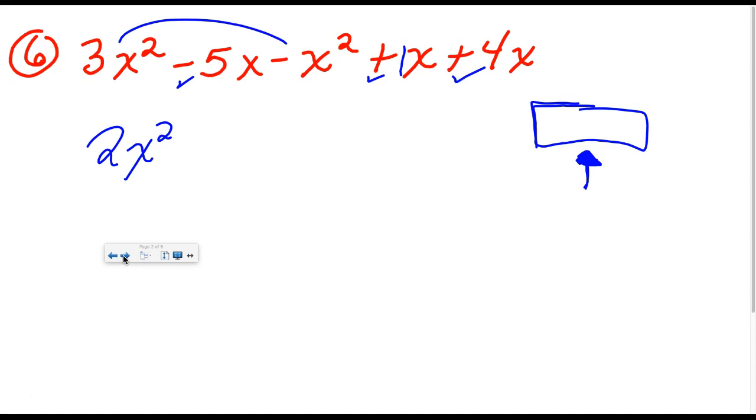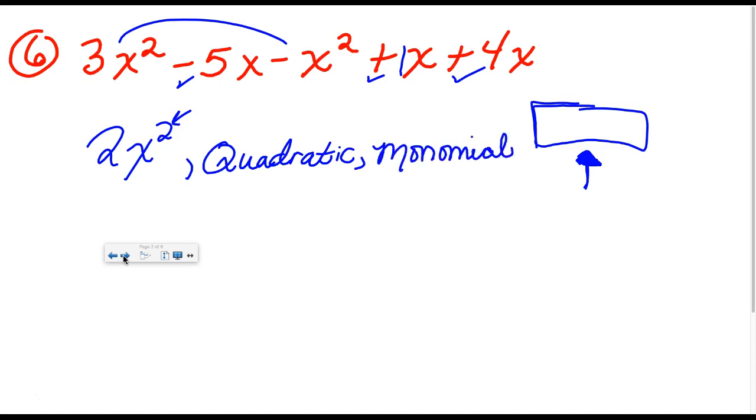It's just 2x squared. I'm going to classify it by degree because the highest degree I see, and actually the only degree I see, is 2. We call second degrees quadratics, and there's a list of those in your notes. So if you don't know the names of those, you can look those up in your notes. Because there's only one term, we call it a quadratic monomial. Had it been 2 terms, binomial. 3 terms, trinomial. So that's it. That's the answer to number 6.